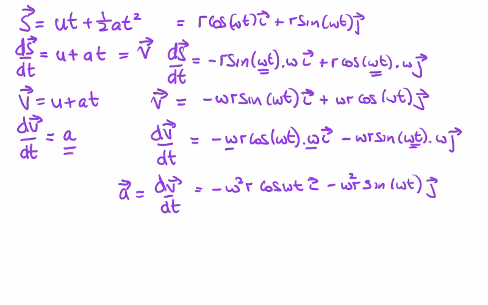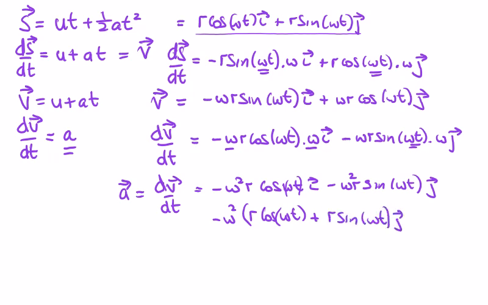in the j direction. And if we look back at what we had originally for displacement, we had r cos wt. So if I factor out the r cos wt, you can see what's left is minus w squared, and that would make the middle sign a plus, or sine wt.